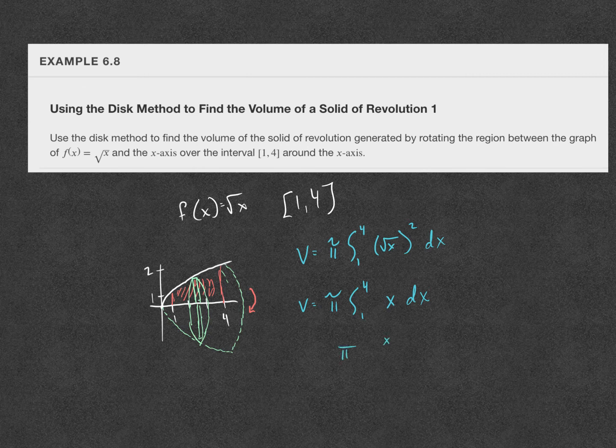So we have pi times x squared over 2, evaluated from 1 to 4. And then we can take pi times 4 squared over 2 minus 1 squared over 2, giving us 4 squared is 16, minus 1 is 15 halves pi, 15 pi over 2. Okay, and that is the volume of that weird-looking bowl that I tried to draw over there.